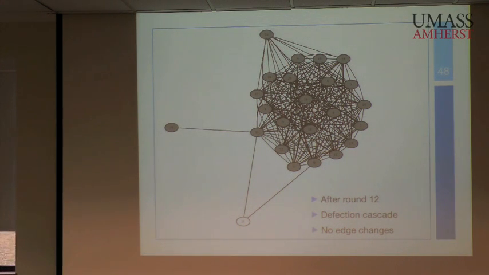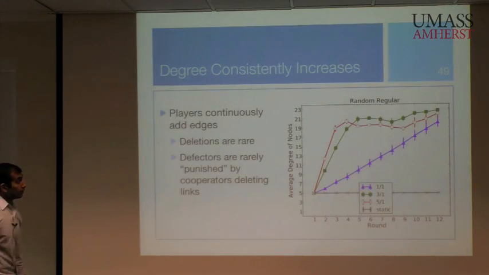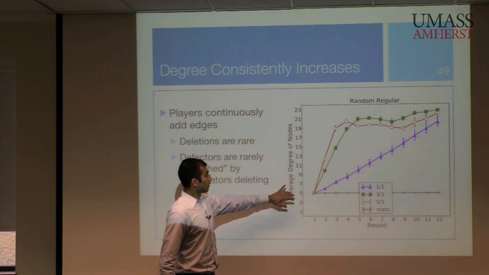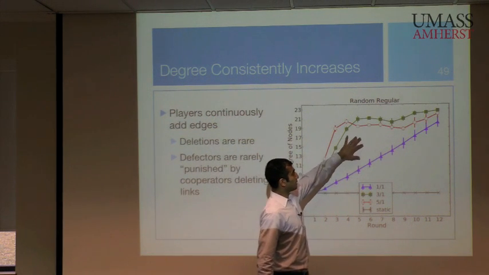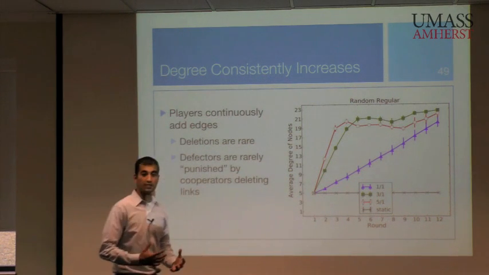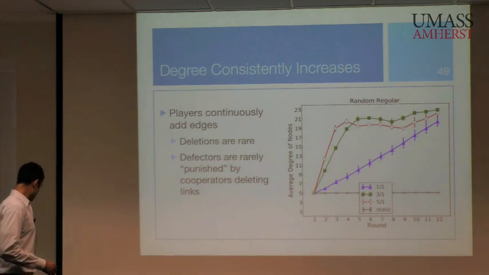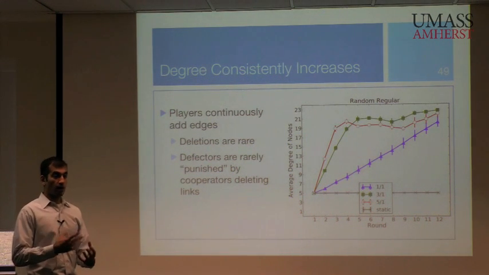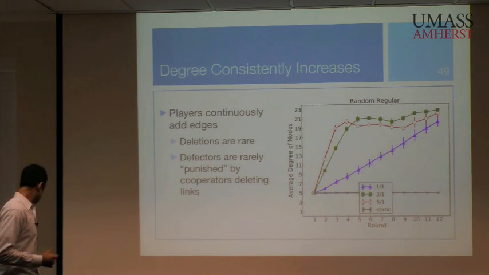So here, just to put a few numbers on it, x-axis round, y-axis average degree. The average degree just goes up. It doesn't really ever go down, right? They're just adding and adding edges. There's no deletions. What's going on? Why is that? The defectors are not getting punished. They're not getting cut off, right?